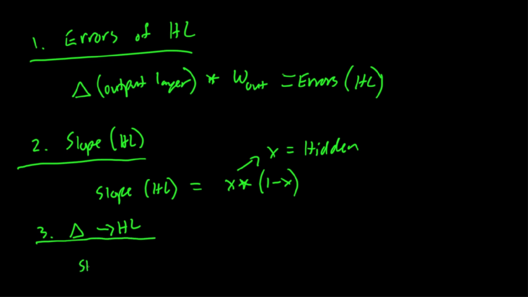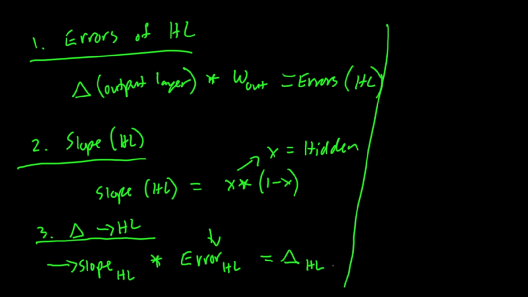Okay, and then step 3 is going to be calculating the delta for your hidden layer. And we do the exact same formula. It's going to be the slope of the hidden layer times your errors from the hidden layer. So again, step 1 is going to be this one, and then step 2 is going to be this one. You multiply these together, and this will give you your delta for your hidden layer.